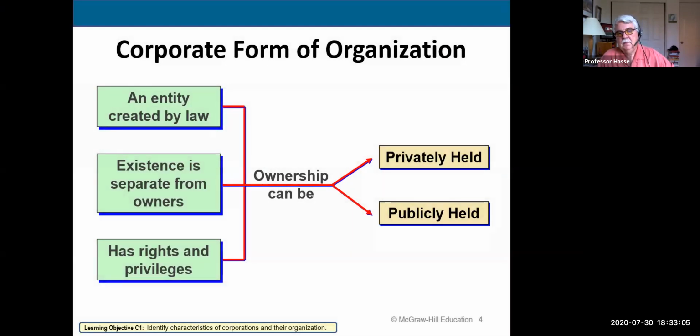Okay. A corporation can be privately held or publicly held. I'll give you an example. A privately held corporation was Facebook about 10 years ago. Facebook was a private corporation owned entirely by Mark Zuckerberg and the people who privately invested in him to start his business. That's a private corporation. All right. You don't have to show anybody anything.